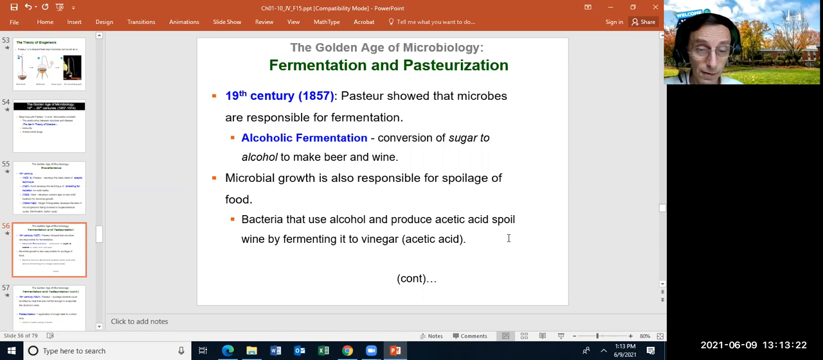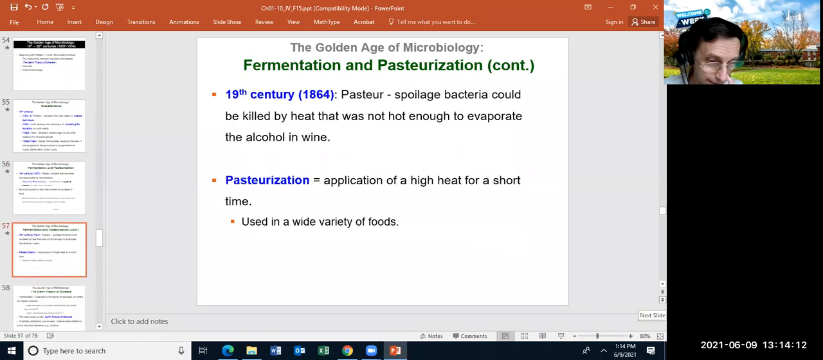Microbial growth is also responsible for the spoilage of food, and Pasteur actually showed that. He looked at the beer and wine industry, and at why the beer and the wine sometimes went bad. He showed that the bacteria that make the alcohol can have another bacteria come in and use up the alcohol, producing acetic acid, spoiling the wine by fermenting it further to vinegar, meaning converting the alcohol to acetic acid. And of course, if you drink that, it doesn't taste too well, and they considered it spoiled.